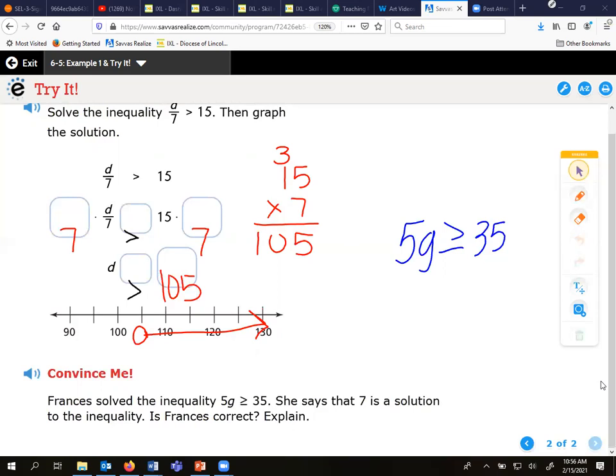Okay, so to solve this one, I would divide by 5. Okay, those cancel out. And 35 divided by 5 is 7. And the equal to sign means that it can include 7. So yes, 7 would be a solution. Okay, if it was just greater than, would 7 be a solution? No, because it's greater than 7. 7 is not greater than 7, so that wouldn't be a solution.